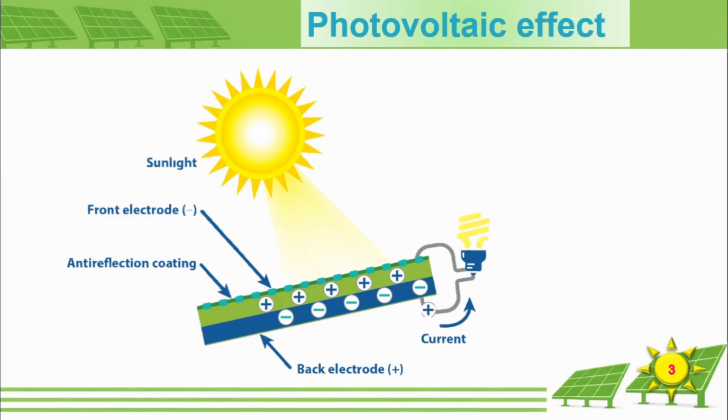The third stage of the photovoltaic effect is the generation of electric current. Solar panels are designed in such a way that silicon generates current. The orderly movement of these electrons is what we call electric current or electricity.